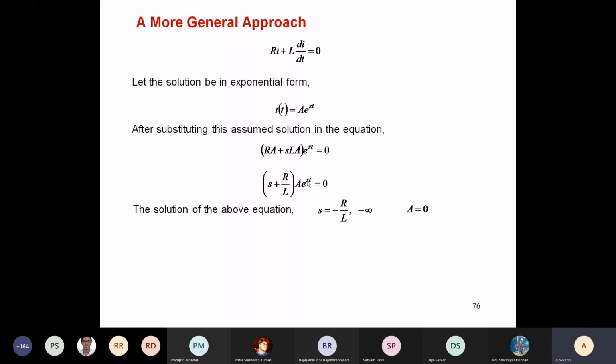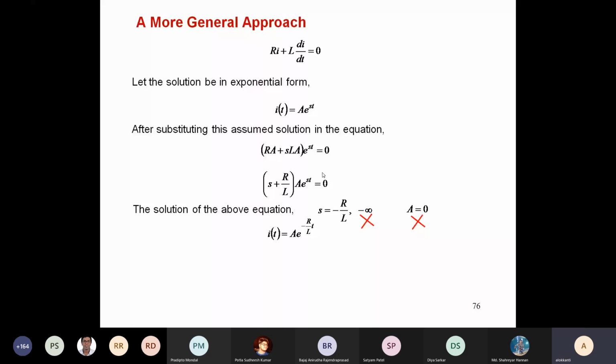Now we also saw that out of all these options, not all of them are feasible, because some of them lead to trivial solutions. Say I(t) equal to 0. Just considering 0 as a solution is meaningless because we are handling a real circuit. These are the two trivial solutions: S equal to minus infinity and A equal to 0. So what is left, S equal to minus R by L, is the acceptable solution. Ultimately we get I(t) equal to A e to the power minus R by L t.